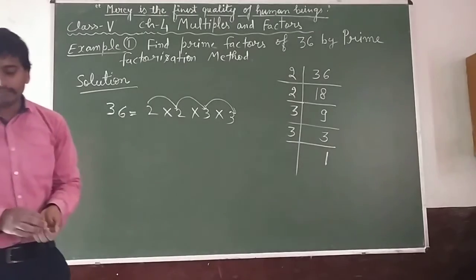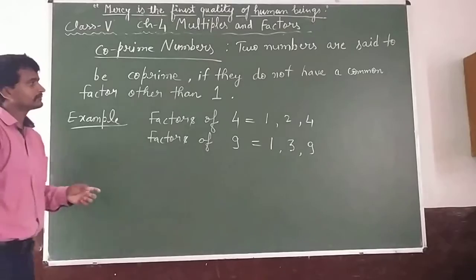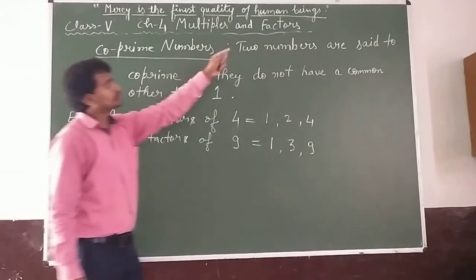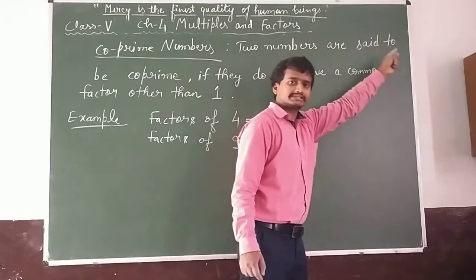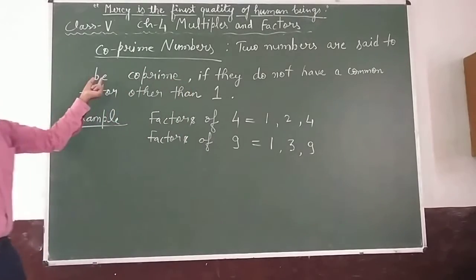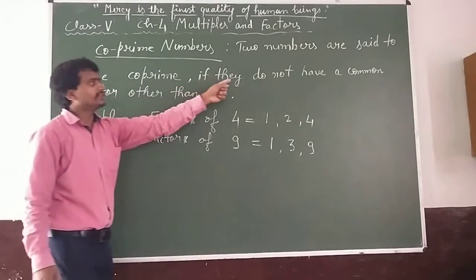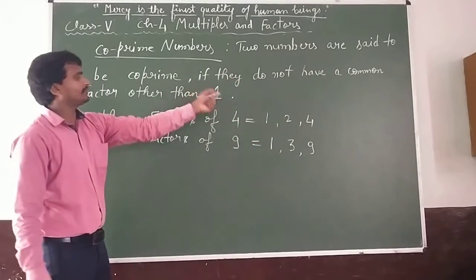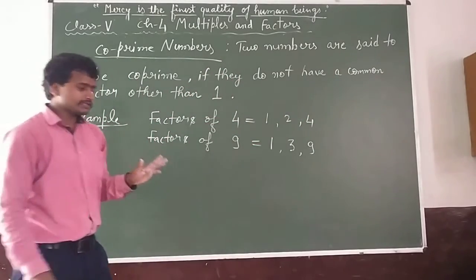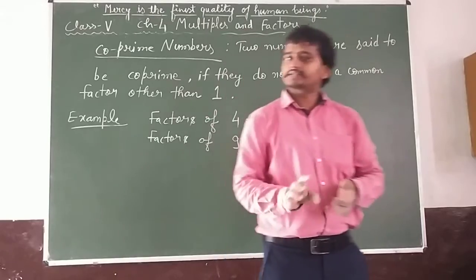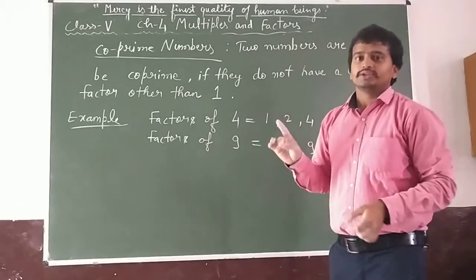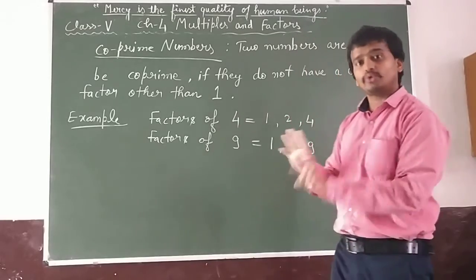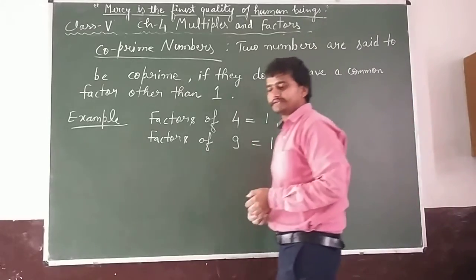Next, we will talk about co-prime numbers. Two numbers are said to be co-prime if they do not have a common factor other than 1. That means two numbers are said to be co-prime if they have only 1 as a common factor, no other common factor. Let us clear it by an example.